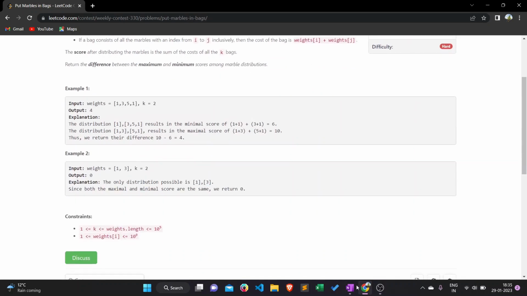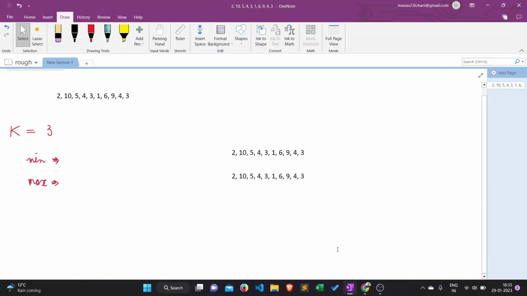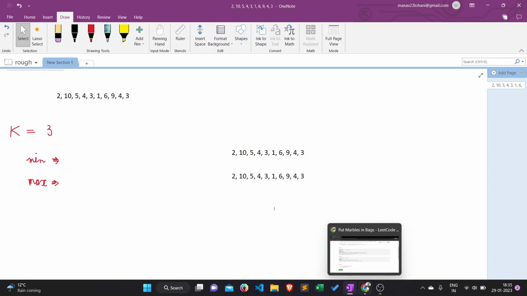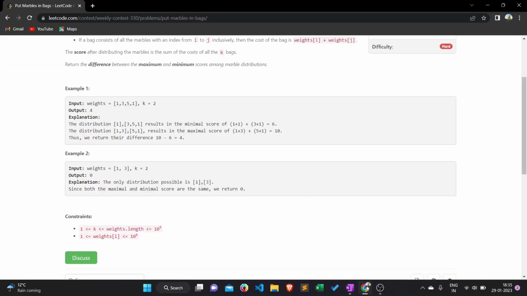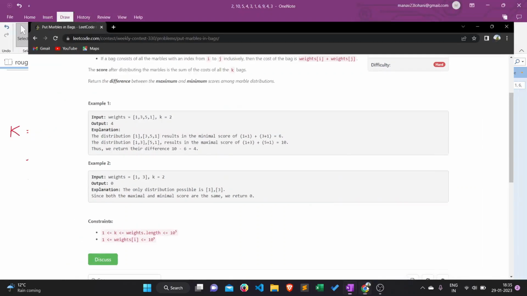Okay, so now I will try to explain this. Consider this example: we are given an array, weights 2 10 5 4 3 1 6 9, and k equal to 3. You have to divide this array into 3 non-empty subarrays. Now you have to take the difference of the minimum and maximum, so you have to make two distributions, the minimum and maximum scores.